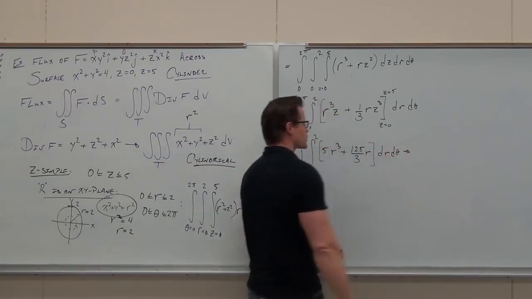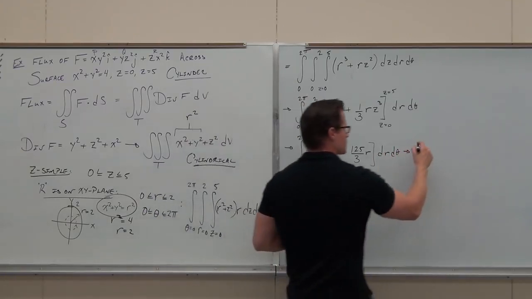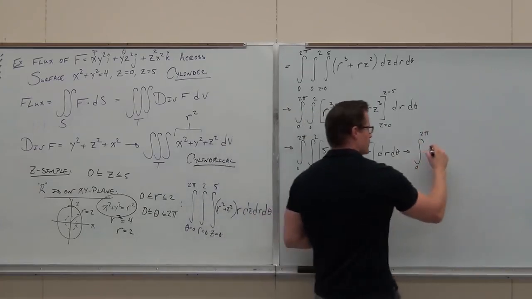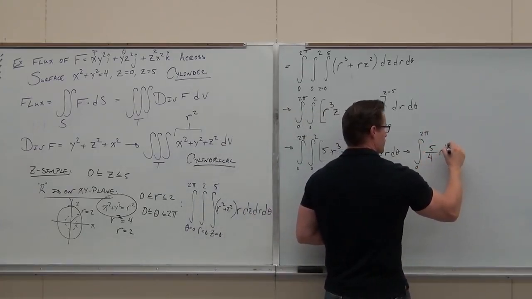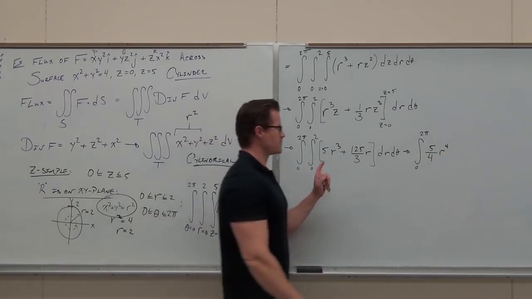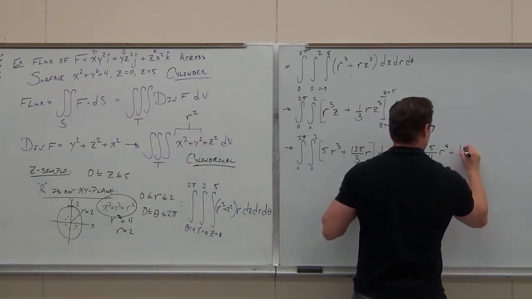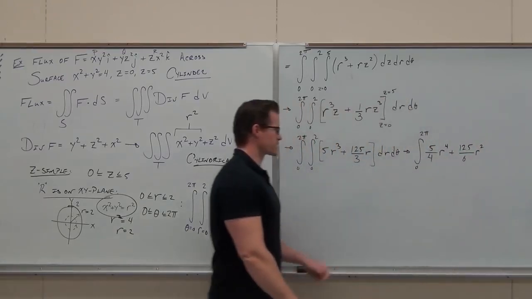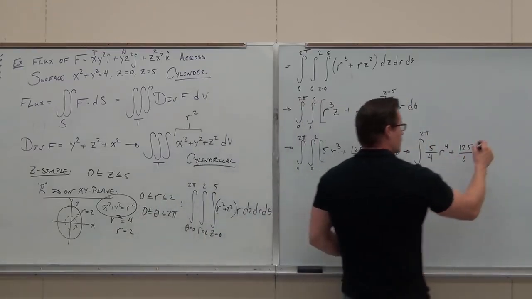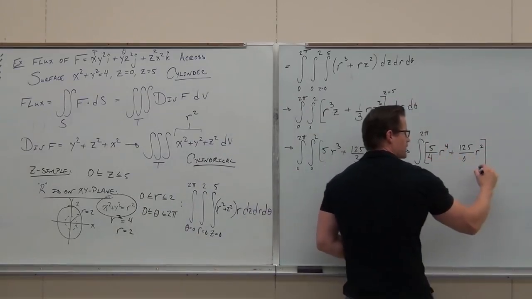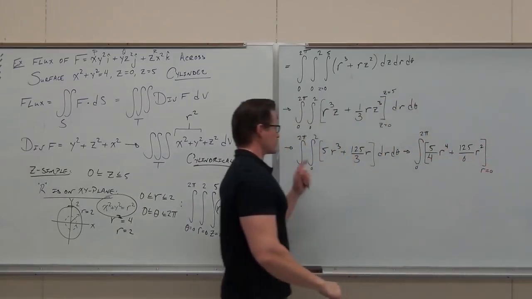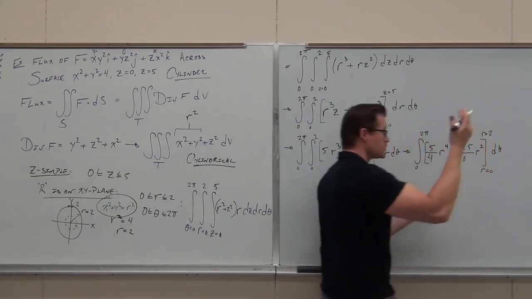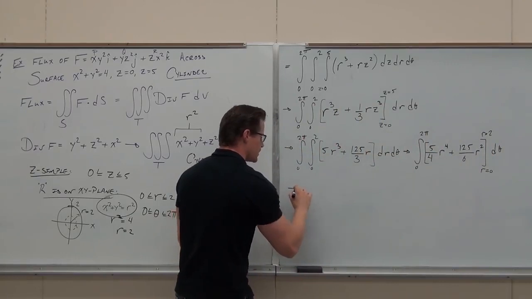Yeah. So when we integrate with respect to r, we're going to get this from 0 to pi, sure. 5/4 r to the 4th, and then 125 over 6 r squared. And then we're going to evaluate that from r equals 0 to 2. And then do our last integral, hopefully get the right answer.